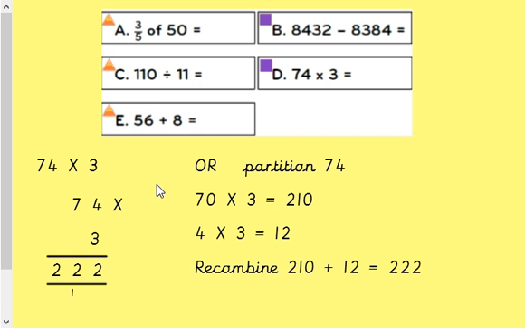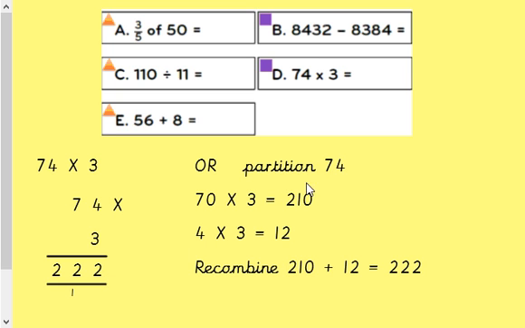Okay, the first question we're going to look at this morning is this written method up here, 74 times 3. And 2 methods, as always. First one, I'm going to use the abstract method of short multiplication. So we're going to start here. 4 3s are 12. We need to carry the 10 across into the next column. And then 7 3s are 21. Then we have to add in that 1, which makes 22. So our answer there would be 222.